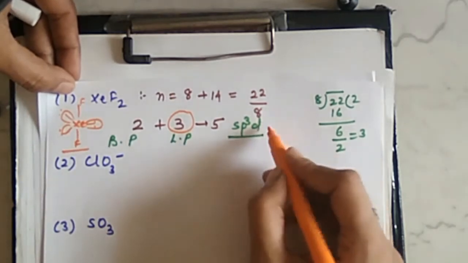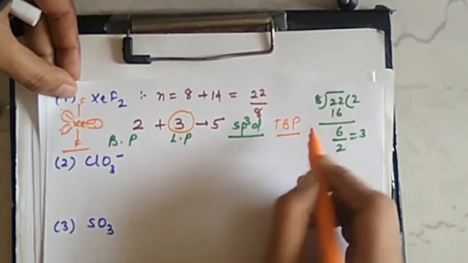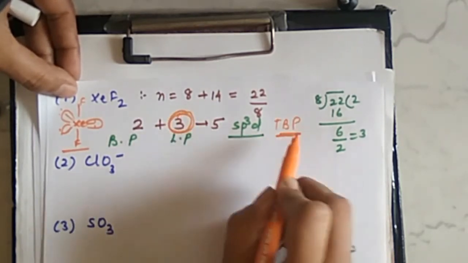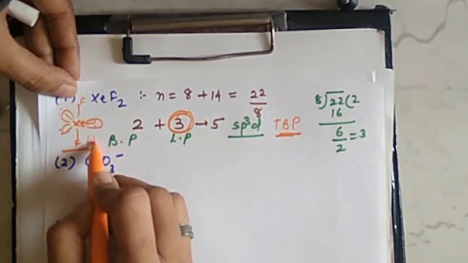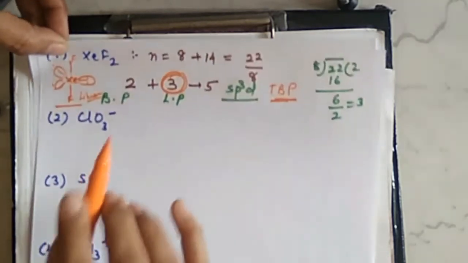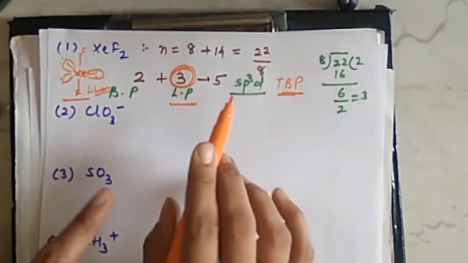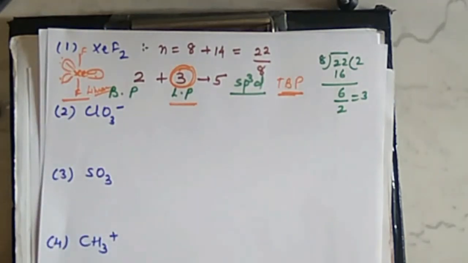The regular geometry should be trigonal bipyramidal, but due to the presence of lone pairs, its geometry gets distorted and its shape is different. The shape we get is a linear shape. What I mean to say is that here you can identify the total number of lone pairs present in a given molecule, so we get a distorted geometry or the shape will be different.